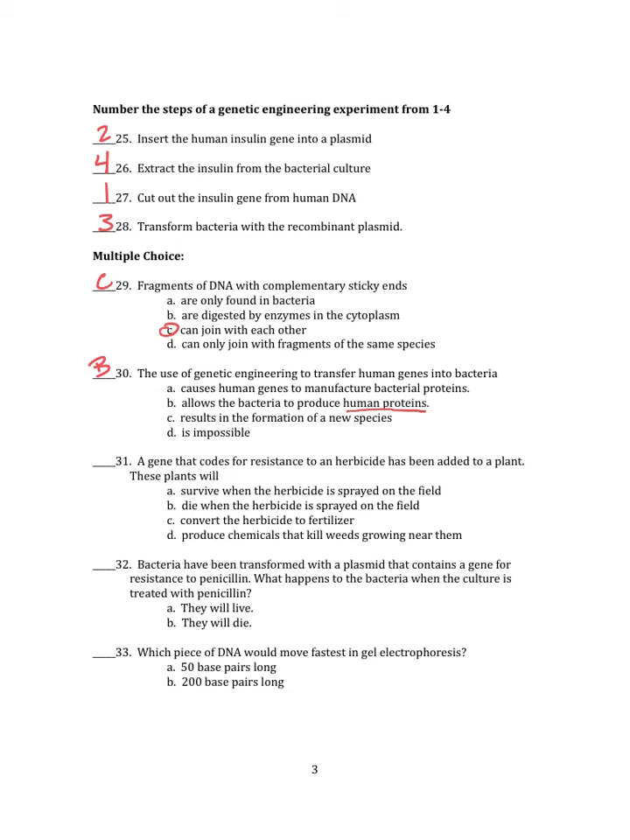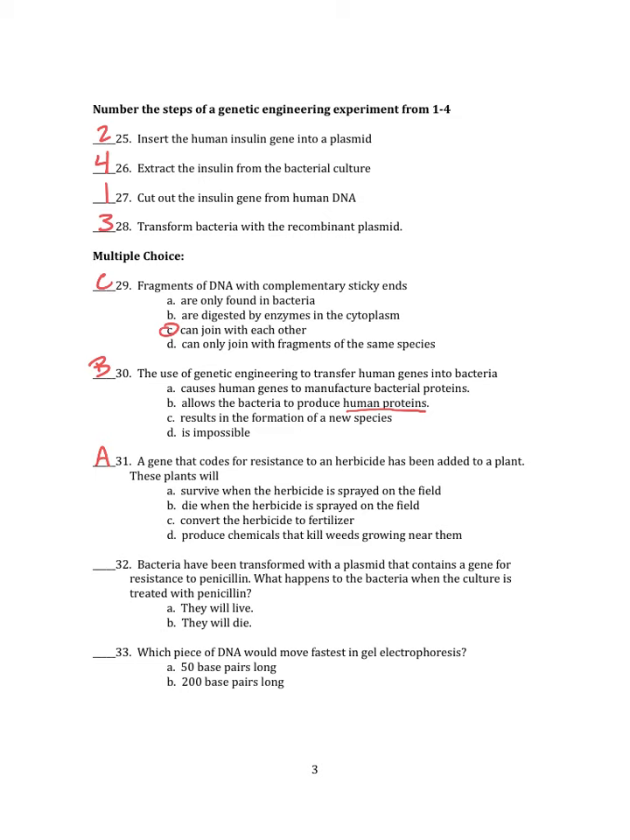Number 31. A gene that codes for resistance to an herbicide has been added to a plant. These plants will, and the answer is A, survive when the herbicide is sprayed on the farm field. So this is important because then we can control the weeds in a farm field while still growing the crop without damaging it. Number 32.